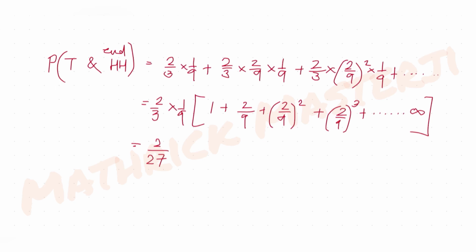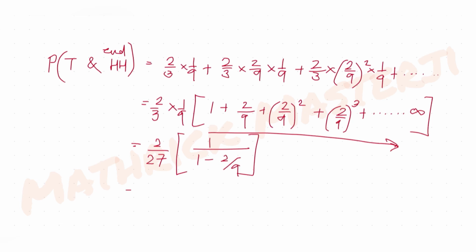Basically it again becomes an infinite geometric progression, and I get from this a over 1 minus r. So 1 over 1 minus 2 over 9. So I get from here 2 over 27 into 1 over 7 over 9. So 9 ones, 9 threes. I get from here 2 over 21. So for the second scenario, I get 2 over 21.